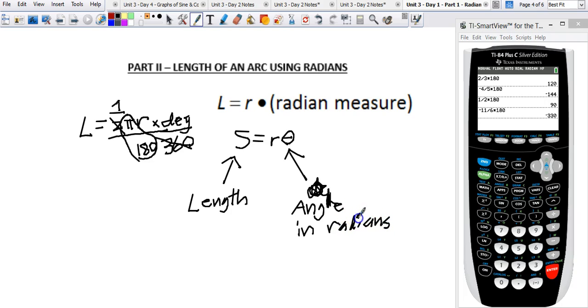Now, I rarely refer to it. I don't like that formula. I don't like the symbols. I usually just say L equals radius times radians and call it good. But that is the formula that you would see in a textbook if you opened it up. So here's how you use it.